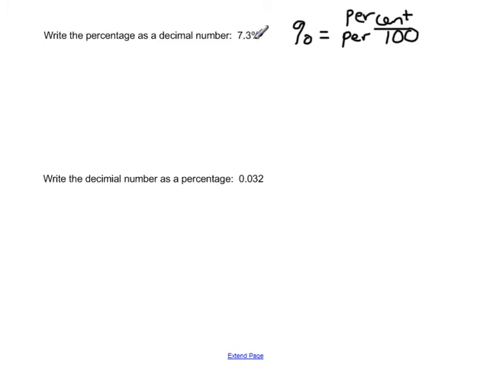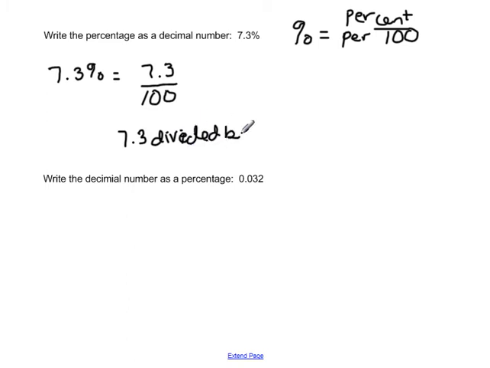So when we see 7.3%, we can rewrite 7.3% as 7.3 per 100. Now this looks a little bit weird to have a decimal in something that looks like a fraction, but remember this is also just a way of saying divide. This is like saying 7.3 divided by 100. And when we divide by 100, what that means is that the decimal point will move 2 places to the left. And I can see there's going to be an empty spot there.